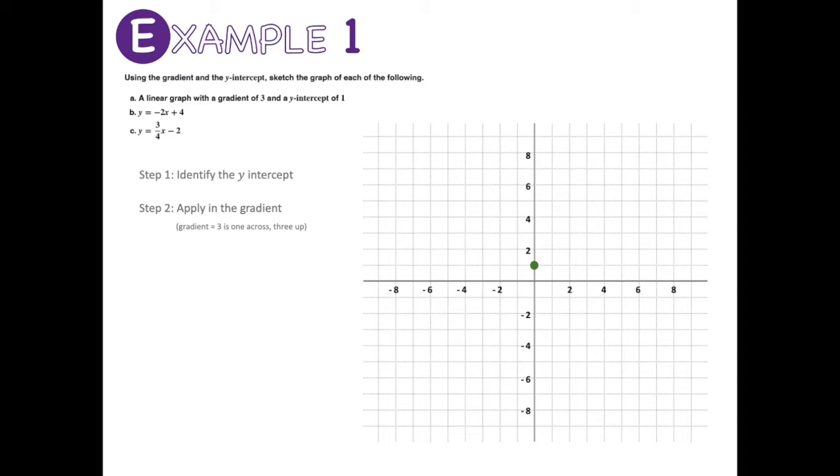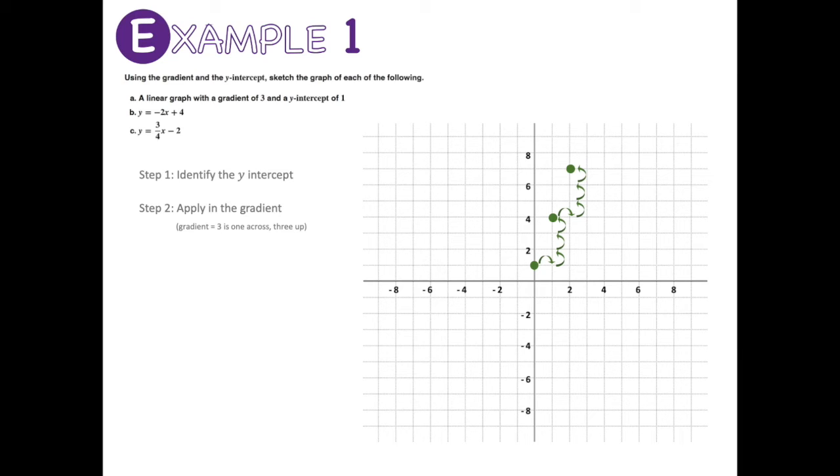Step 2 is going to be to apply the gradient. So here I've got a gradient of 3. That means if I go across 1, I go up 3. So every time I go across 1, I need to go up 3 and label a new point. So starting at my y-intercept, which is 1, if I go across 1, I'm going to go up by 3, and I can put another dot. Then doing the same process again, I go across 1, and then up 3, and then put another dot.